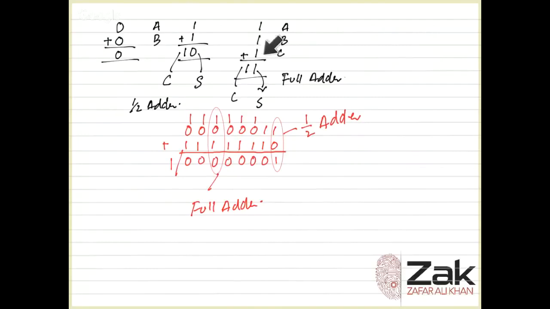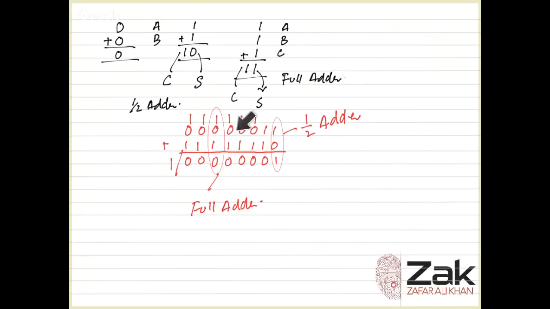When we add, you know how to add. When we add 2 bits or 3 bits, let's say this is 1 and 1, 2 in binary. This 0 is sum, this 1 is carry. When we add 1, 1 and 1, it becomes 3 in binary. This one is sum, this one is carry.